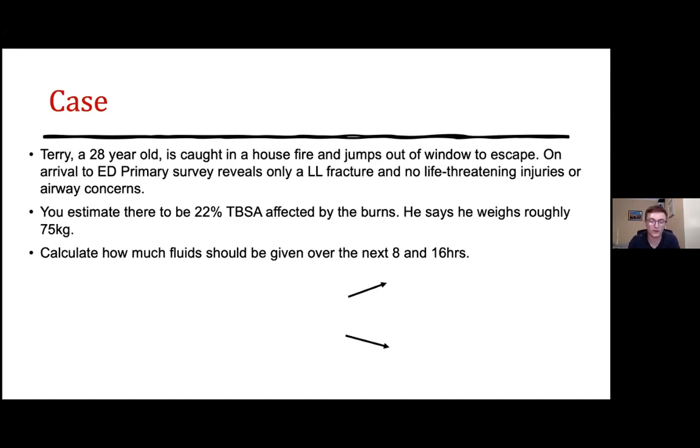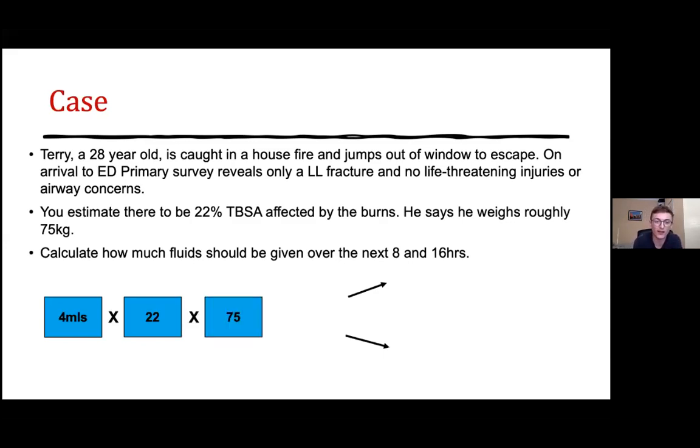So we're now going to calculate how much fluid he needs over a 24-hour period, and how much needs to be given over the first 8 hours, and how much needs to be given over the subsequent 16 hours. So starting off with the first bit of the Parkland formula, which is just 4 mils, which is the same for all adults, or 3 mils in children. Then I'm going to multiply that by the percentage of total body surface area affected by the burns, which in this case you've estimated to be 22%.